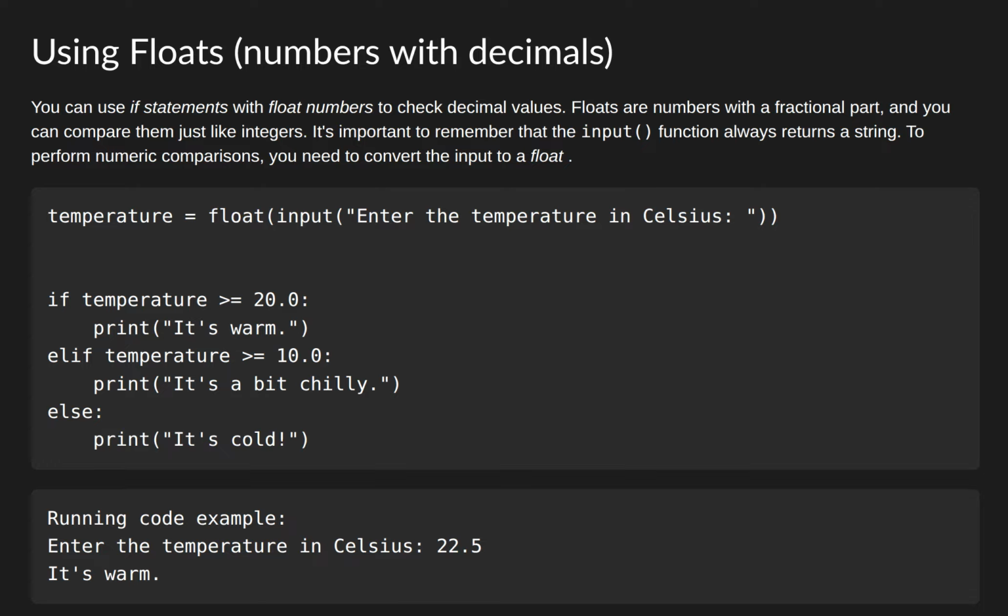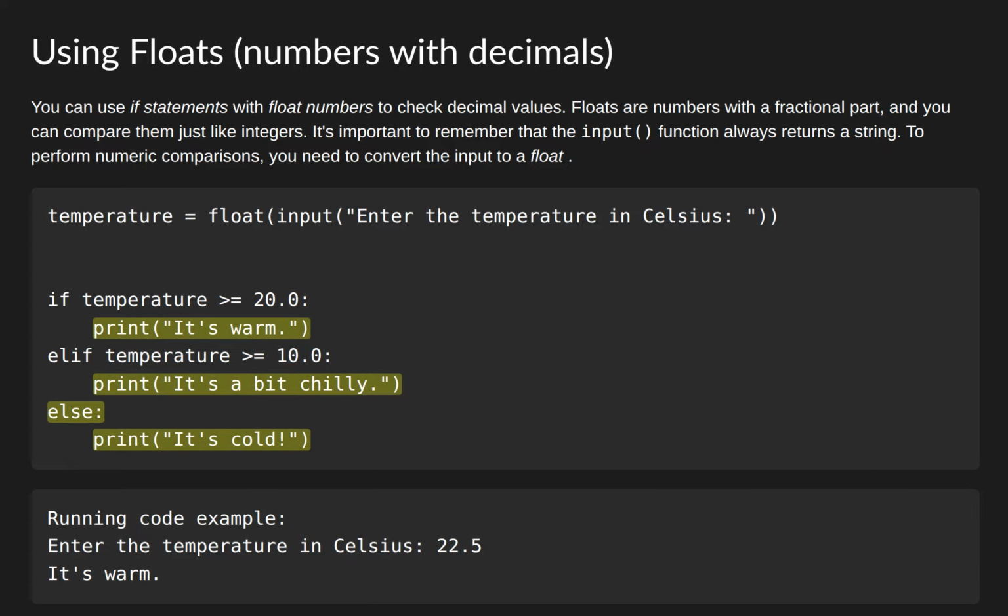The input function allows us to receive data from the user. However, by default, this input is treated as a string. Here, we convert the user's input to a float using the float function. This is essential for comparing numerical values, especially when dealing with decimals. The code checks the temperature entered by the user.